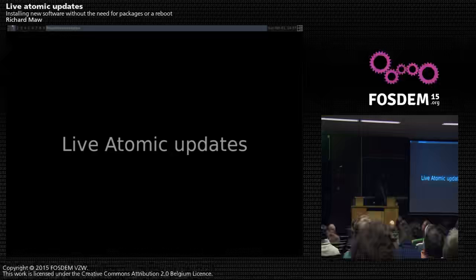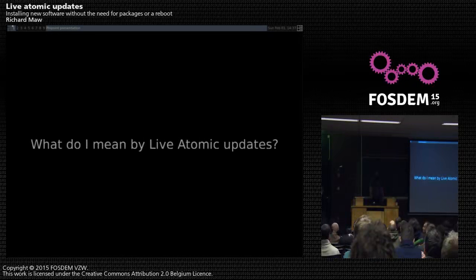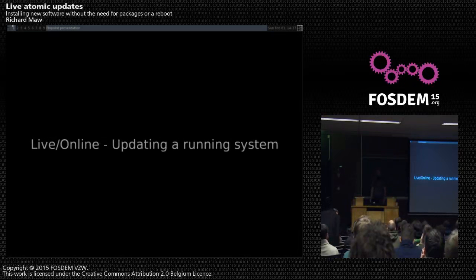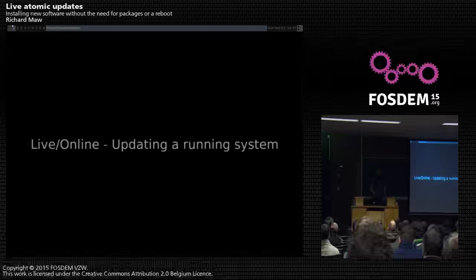So let's get this clicker involved. First, what do I mean by live atomic updates? A live update means updating a system while it's running, so you don't have any service outage. So you serve your website, you don't get a connection failed because a request came in while you were updating the server.